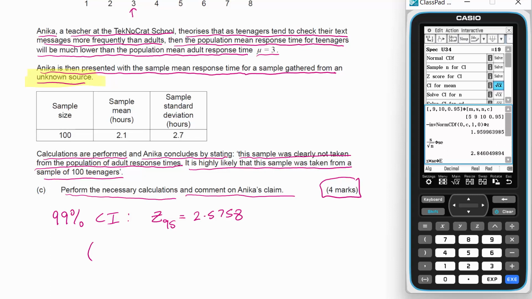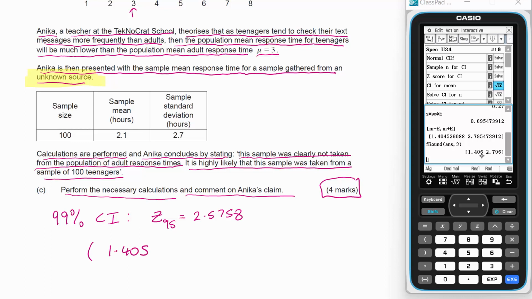So the first thing I need to put in here is the mean. And the mean here is 2.1. The next thing is the standard deviation, which is 2.7. There were 100 people in this sample, and we're doing 0.99. And that gives me 1.405 up to 2.7951.